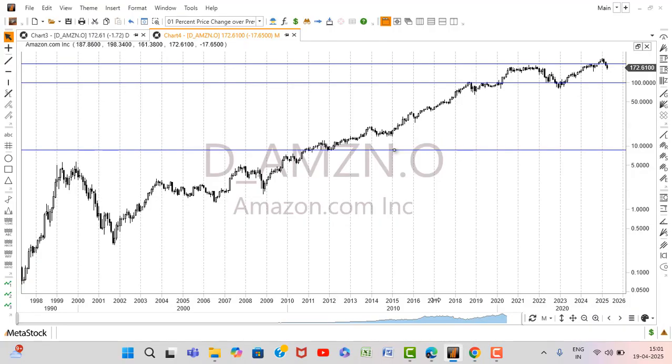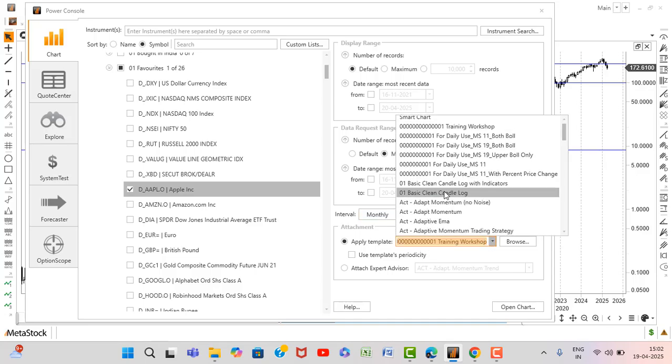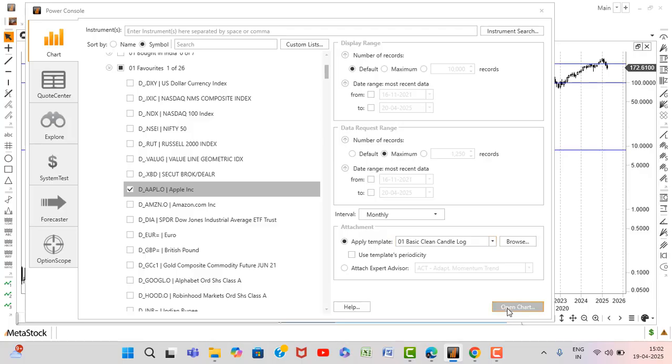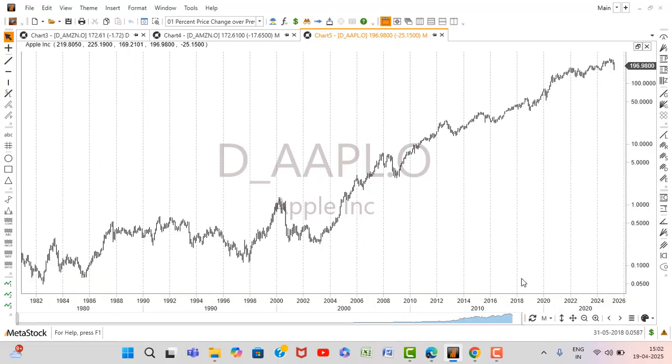I would like to show it to you. Apple. Let's see how Apple looks. Monthly, basic clean candle log. This is how Apple looks, ever since 1982. And this is a log scale.